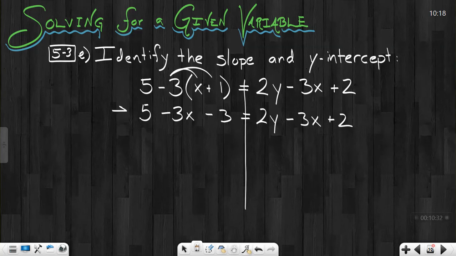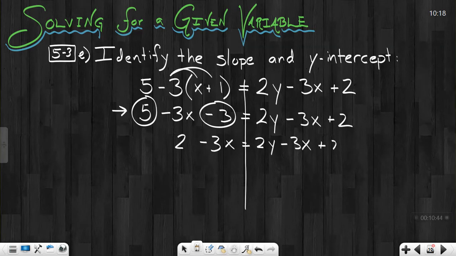Continuing on, I'm going to continue to simplify this left side over here. I notice I have 2 like terms, 5 and -3. That gives me 2 if I combine those. I didn't touch the -3x, and on the right-hand side, again, nothing to simplify, so I'm just going to keep going.